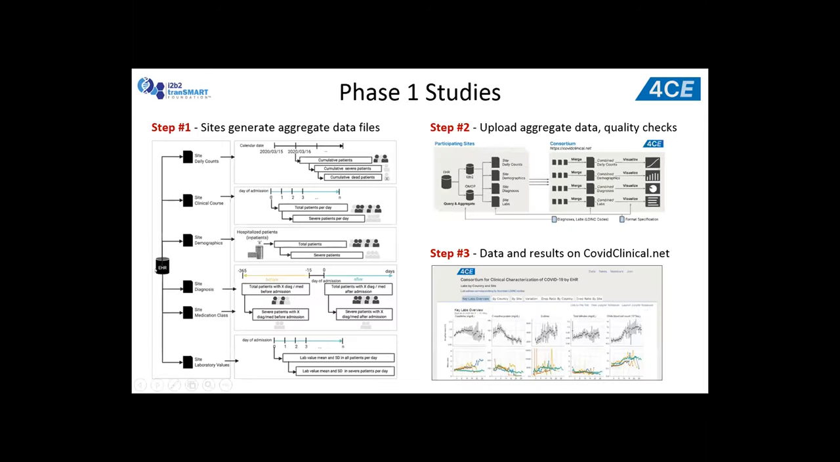Phase one studies start with their EHR data. These are loaded into an I2B2 and sometimes OMOP repositories. We have sites run database scripts that generate aggregate counts that are stored in plain CSV files. Different files are looking at different dimensions of these patients, whether it's by calendar date counts or by the day of their admission and so on. These files are uploaded to our central consortium website where they're validated, and we use interactive visualizations.